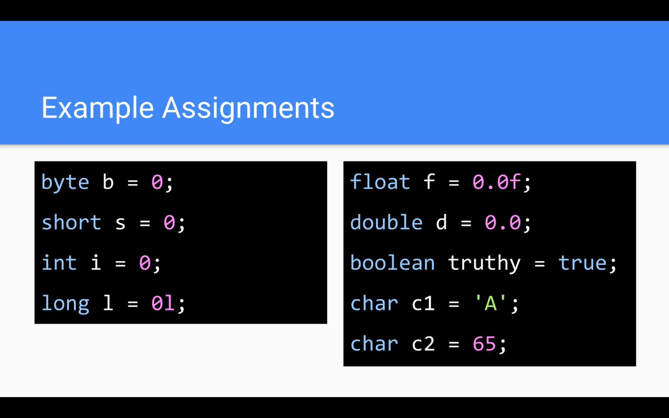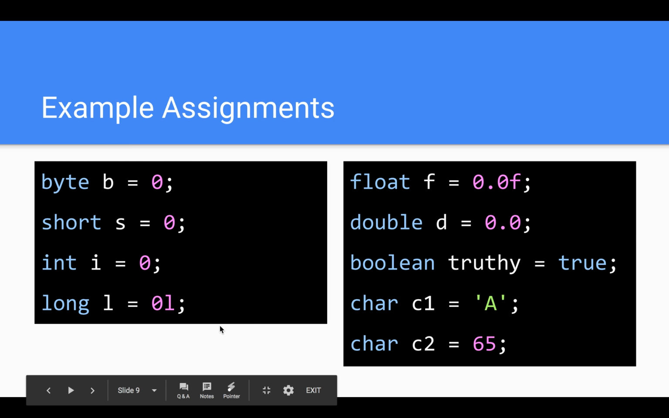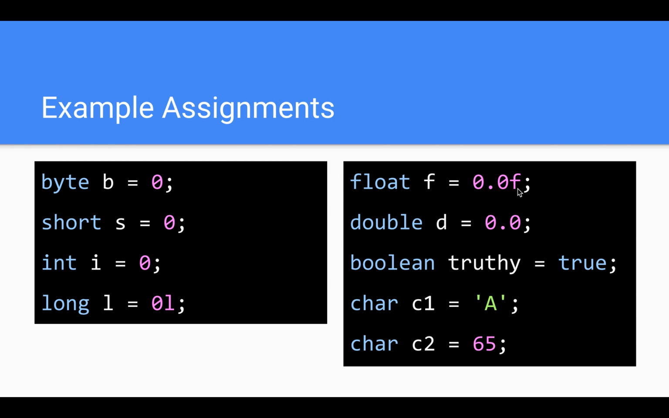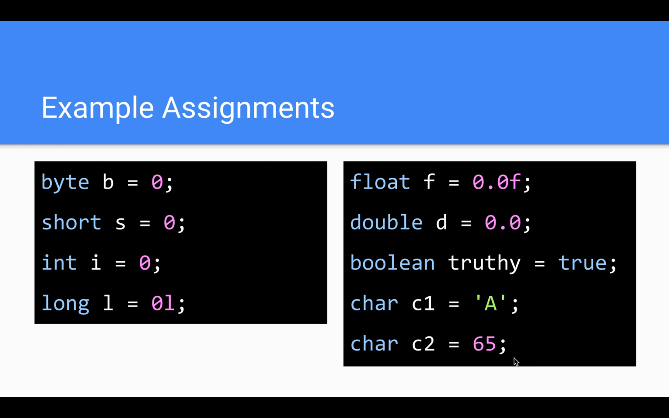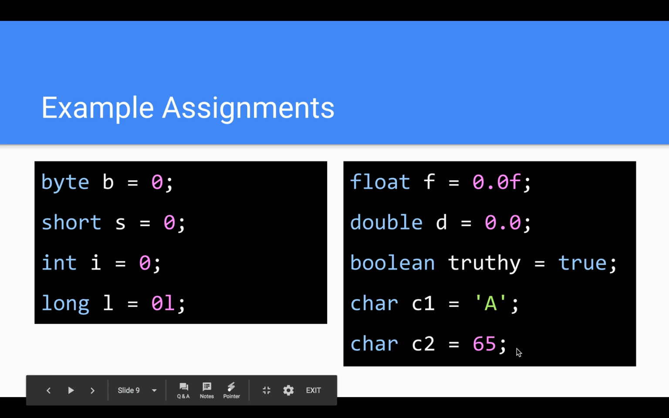Some example assignments. So over here is assignment for whole numbers. If you're assigning a long, you need to put an L at the end of it so the computer recognizes that it's a long. And float and double are here. If you're doing a float, you need to put F at the end of it. A boolean can be either true or false. And like I said, you can set a character by the single quoted Unicode character you want, or with its corresponding ASCII value. So capital A corresponds to 65.